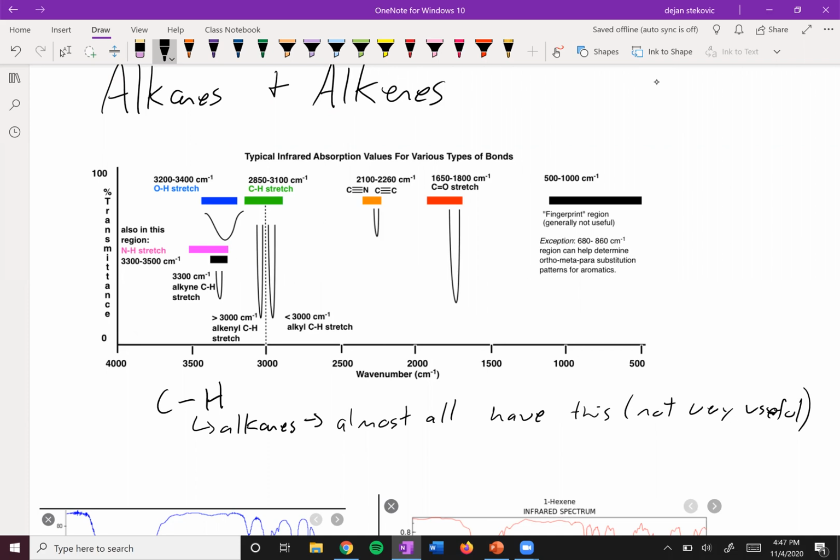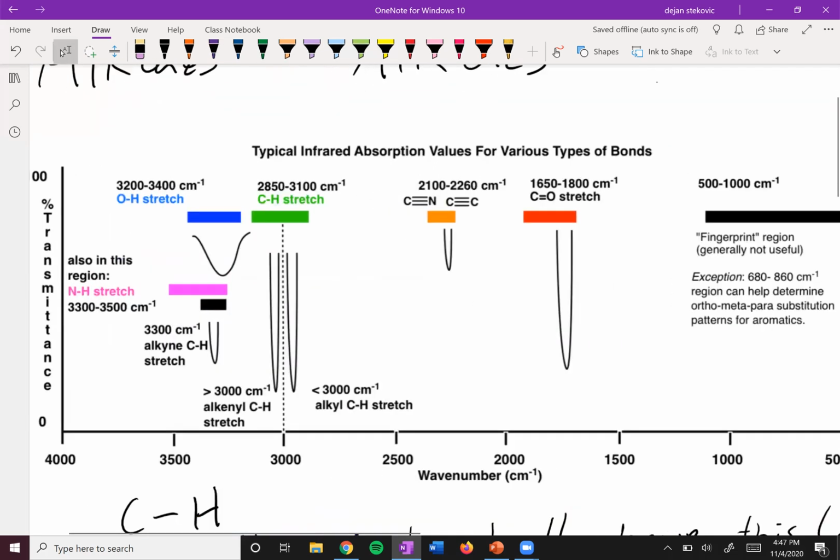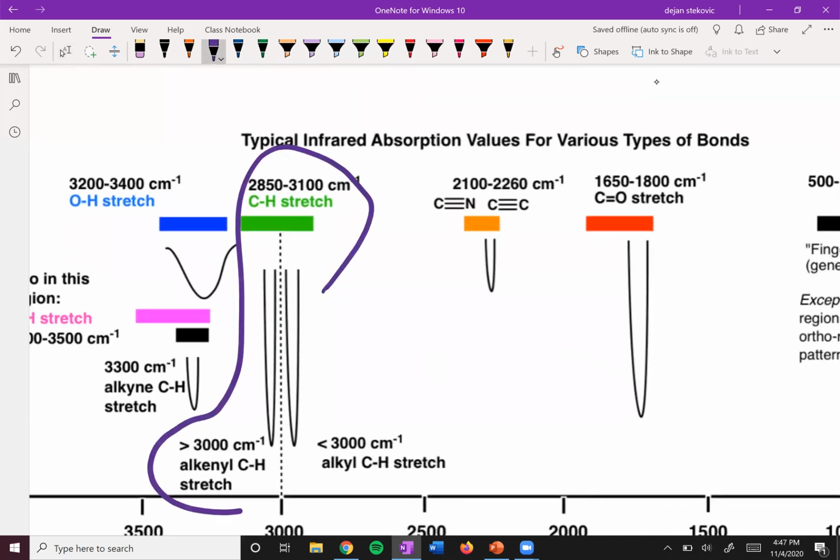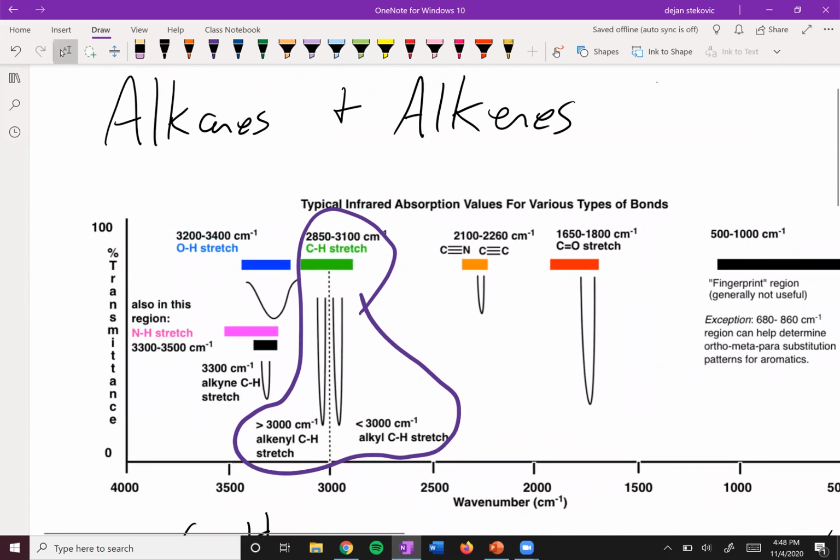The more useful component here is something like an alkene carbon-hydrogen bond, right? So we're talking about, here's this carbon-hydrogen sp2 hybridized bond. This occurs above 3,000, whereas the alkane occurs below 3,000. Right, and so you can see this is what it's telling you right here, right? Alkenyl above 3,000, alkyl below 3,000.